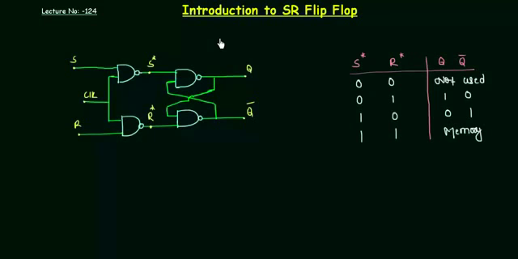In this presentation we will see the working of the SR flip-flop, a very important presentation, and we will try to find out the truth table for the SR flip-flop. Let me tell you, the truth table that we will deduce in this presentation is very important because it is directly used to find out the characteristic table for the SR flip-flop. You will see that in the next presentation. So let's start with it.